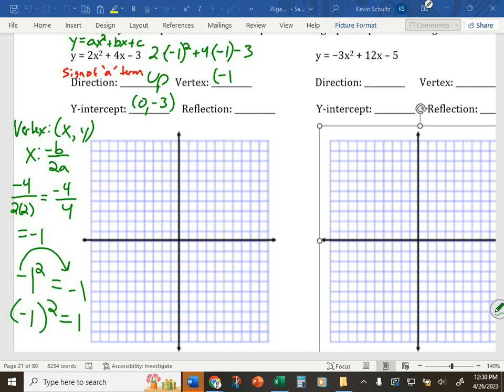What do you get for your y value of the vertex here? Andrea, question or answer?